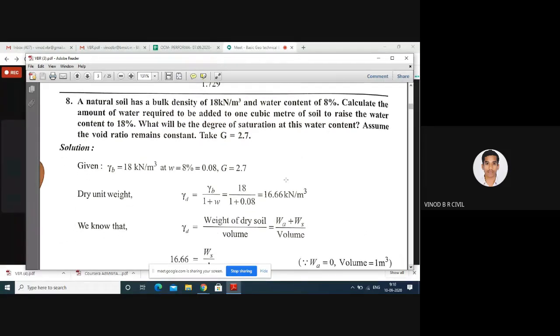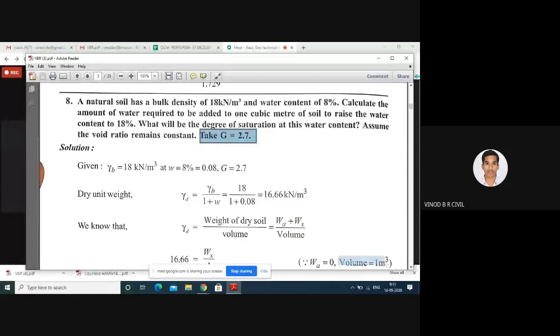In this problem, they clearly mention natural soil with bulk density 18 kilonewton, and water content 8%. The amount of water is required for 1 cubic meter of soil, and raising the water content to 18%. And what will be the degree of saturation at this water content? Assume the void ratio remains the same, means void ratio e is constant for both conditions, and G is 2.7, and volume is 1 meter cube.